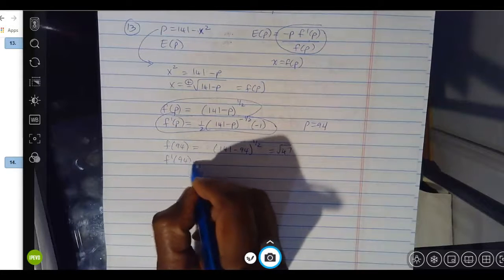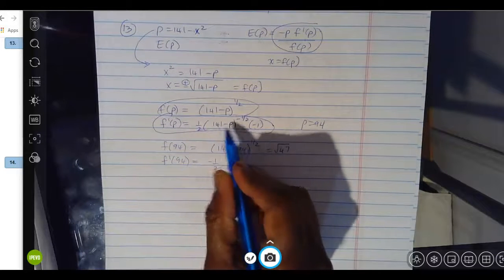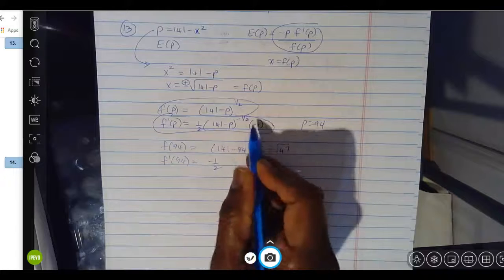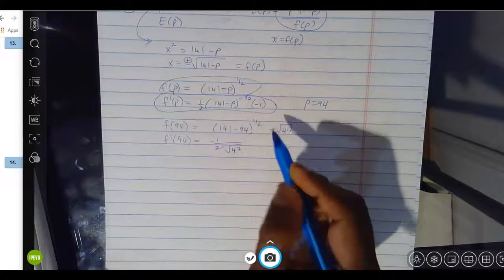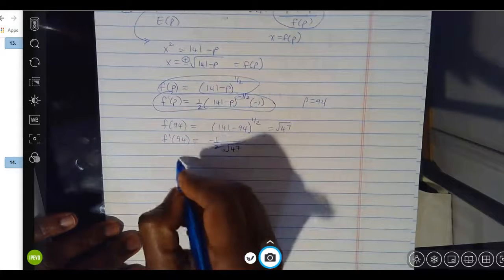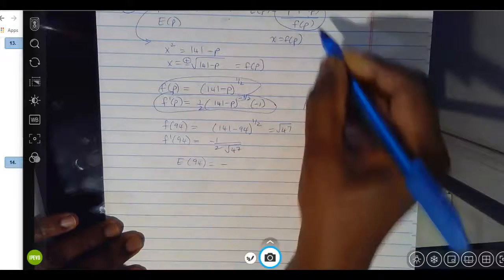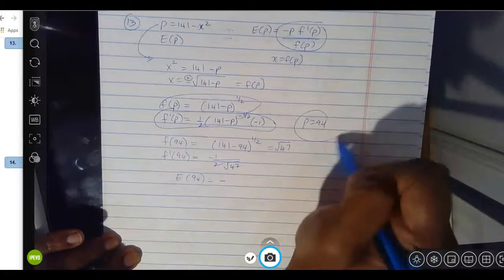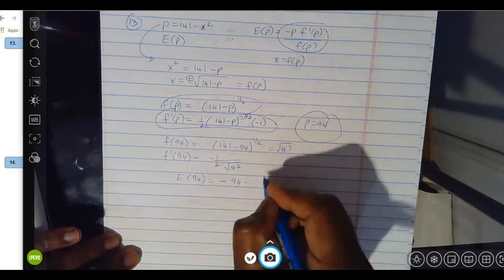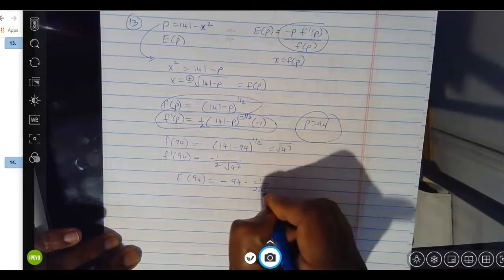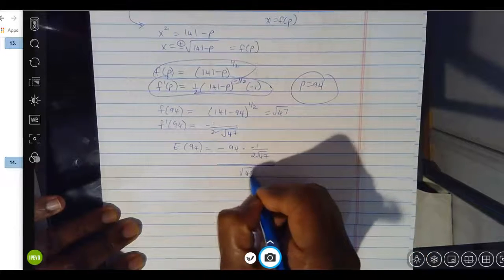F prime at 94. So that would be negative half from this minus 1, and 141 minus 94 was 47 to the negative half. So I'm going to put it down here. Square root, it goes to the bottom since it's a negative exponent. So E at 94 would be negative. The formula has negative p. P is 94. Negative 94 times the derivative at 94, which is negative 1 over 2 root 47, divided by f at 94, which is root 47.